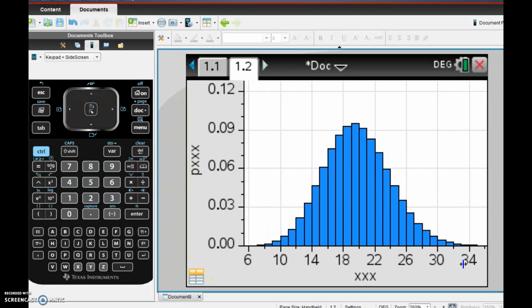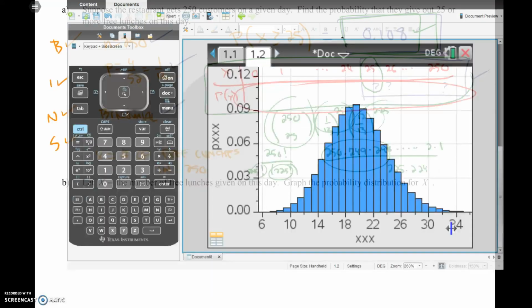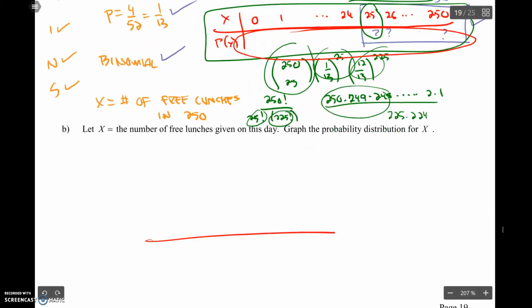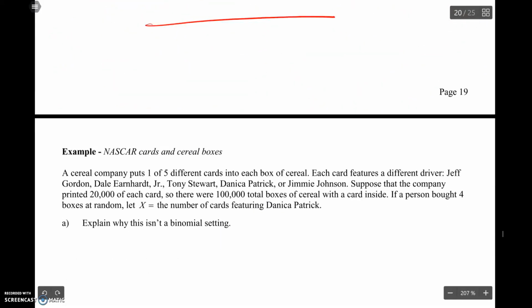There's the shape of the binomial distribution where you have 250 trials and a 1/13th chance of winning. Recognize it? I mean, this thing practically looks normal. It looks very symmetric, unimodal. Looks like it's normal. So we did that. Okay, next video.